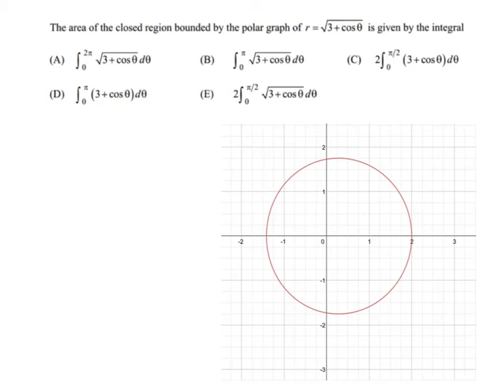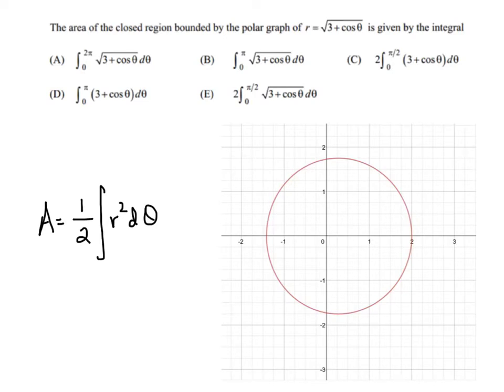Here I have graphed this. This was a calculator question. I said find the area of the closed region bounded by the polar graph is given by which integral. Well, I always start with this. I say, okay, area in polars is 1/2 integral of r squared d theta.